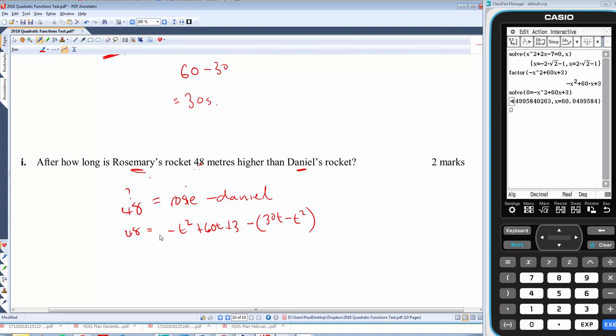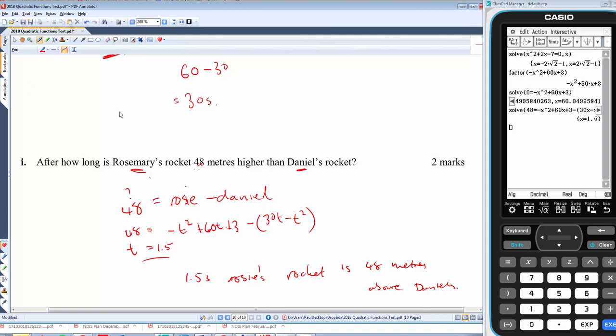Alright, so all I'm going to do is solve that. It's just one variable, so let's go into decimal. So solve 48 equals negative x squared plus 60x plus 3, take away, brackets are really important, 30x take away x squared, comma x, and x, or t in this case, is 1.5. What that means is after 1.5 seconds, Rosie's rocket is 48 meters above Daniel's.